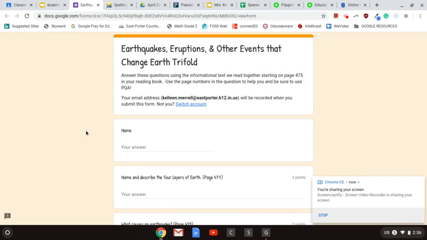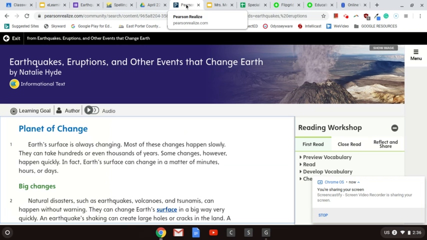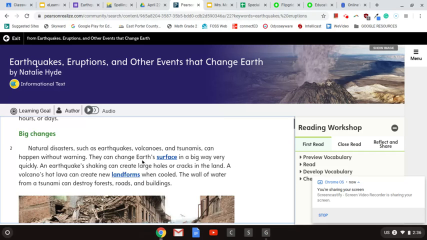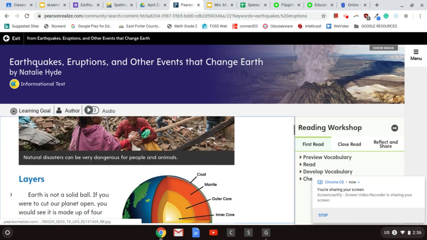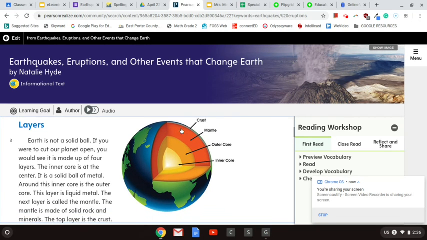So let's look at number 1. Name and describe the 4 layers of Earth, page 477. If you have your book open, you can find page 477. I will show you on the computer as well. We're looking for the 4 layers of the Earth. Right here I can see this header says layers. That gives me a clue that this is what we're talking about. And I can even see in the picture, here are the 4 different layers.